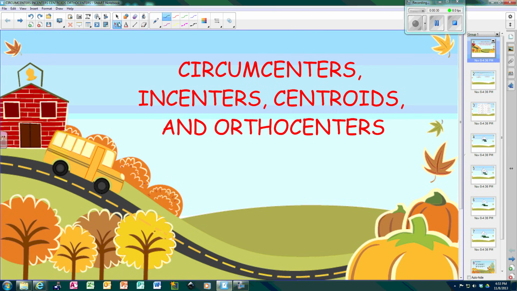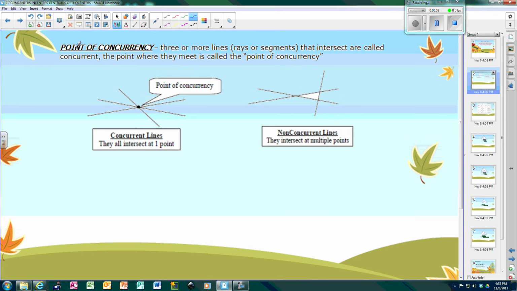And yes, those are the names of the points when the lines intersect. So it's called a point of concurrency. That's when you have three or more lines that intersect. They're called concurrent lines. And where they intersect is called the point of concurrency.